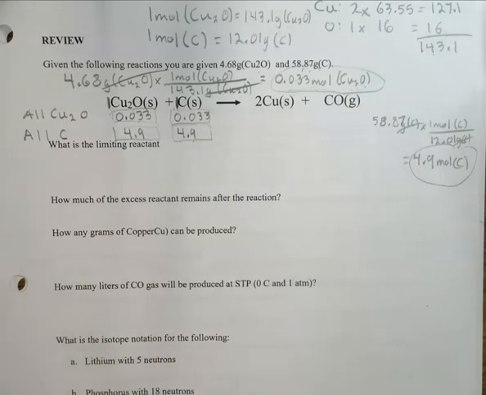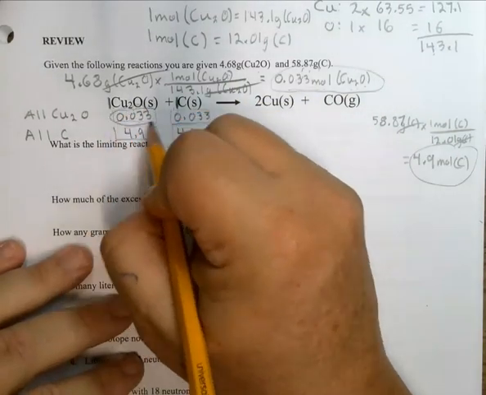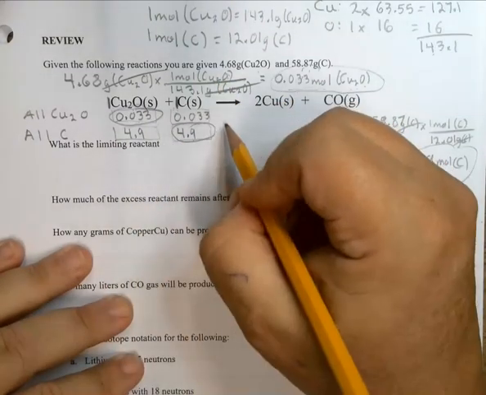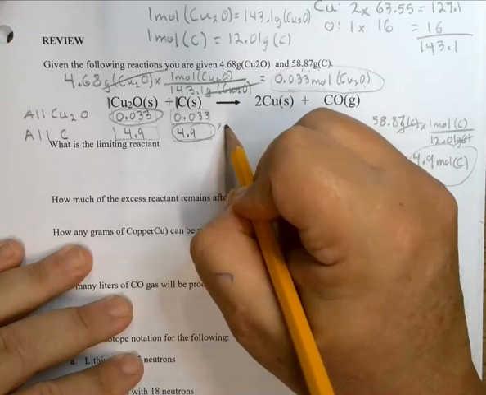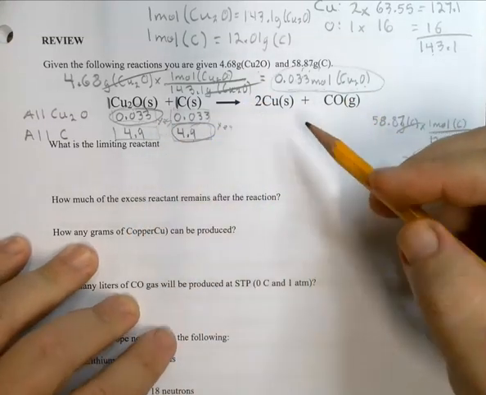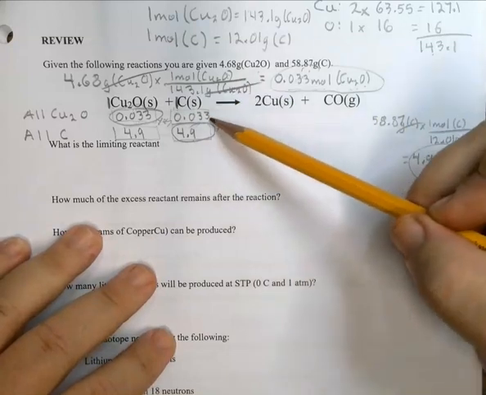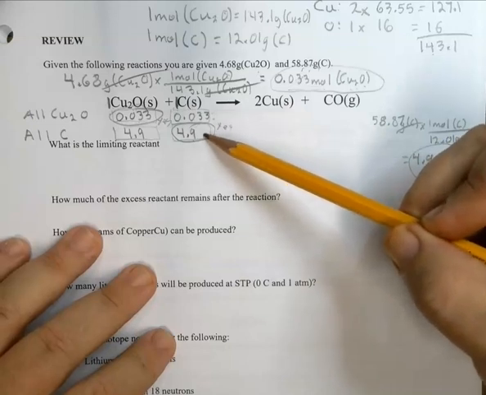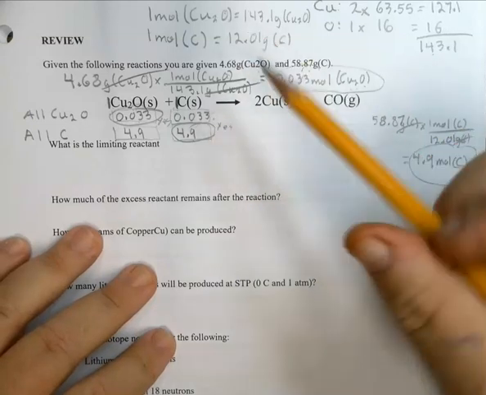All right, so now we circle this because we know we have that much. We circle this because we know we have that much. Again, I just write the word yes, we know we have that. Yes, we know we have this. Now, we're going to ask ourselves, do we have at least 0.033 moles of carbon? Well, heck yeah, we got 4.9 moles of carbon, so we got way more than this. So that's a yes.